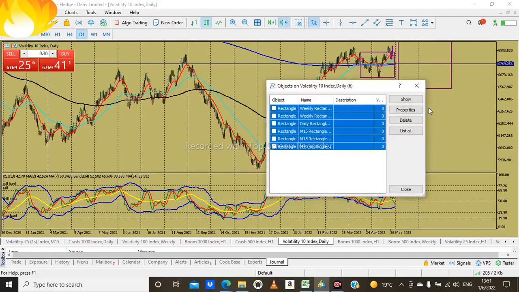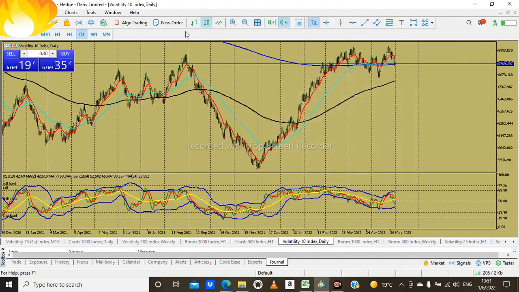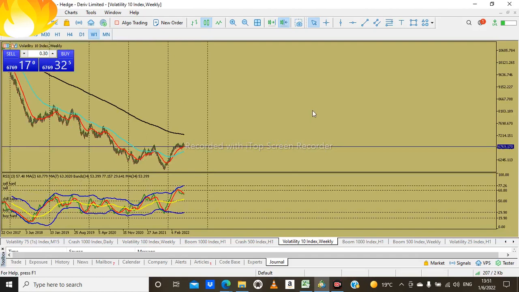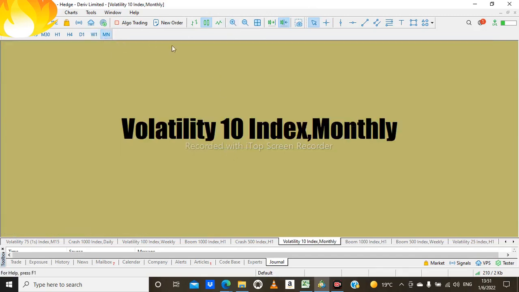So let me remove that and start again. Okay, so the thing is, I have a bias for this. I've had a bias for this for quite some time. So let's see if it is holding true. I want to start on the monthly time frame, and we come down to the daily time frame.